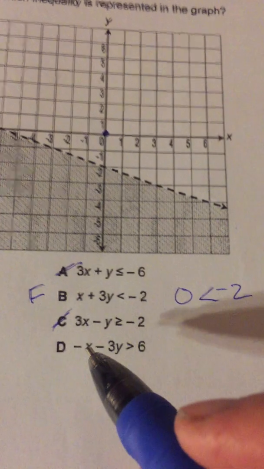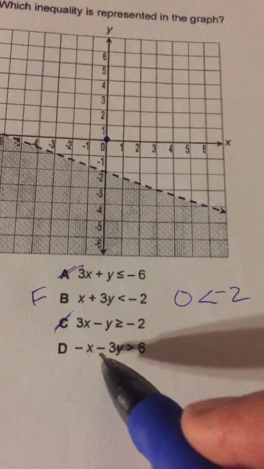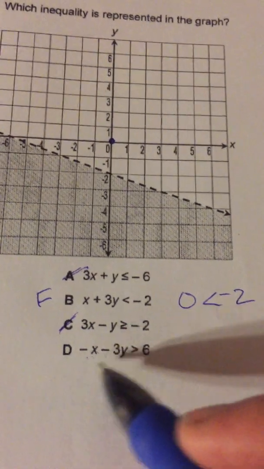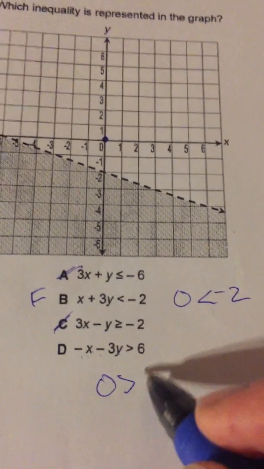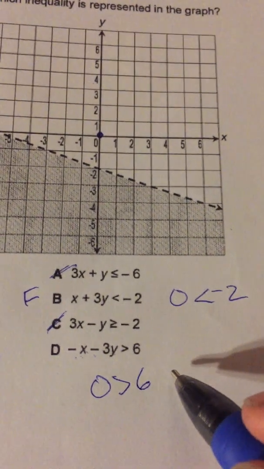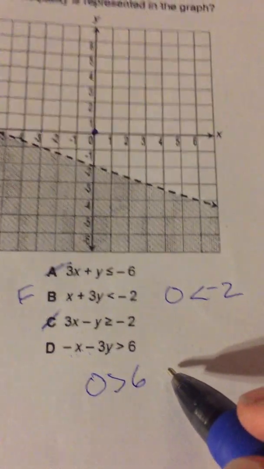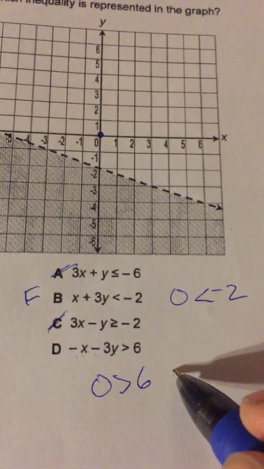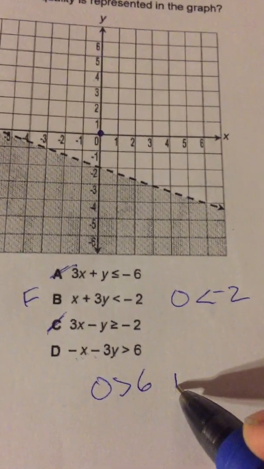If you want to double check down here, if y is 0 and x is 0, this whole thing becomes 0. Is 0 greater than 6? That one is also false. Oh, I hate it when they're both false. So this one's false, right? Let me make sure about that. 0 is greater than 6. Yes, that is false, because that whole side is 0, 0.